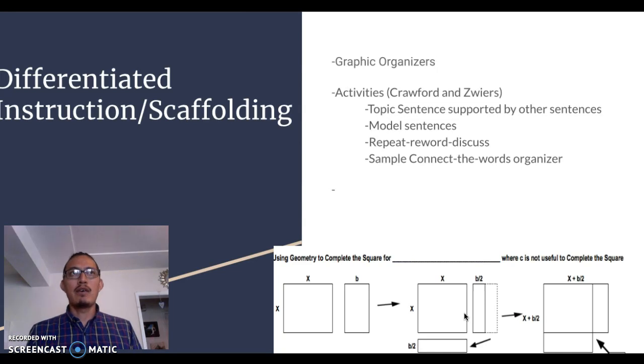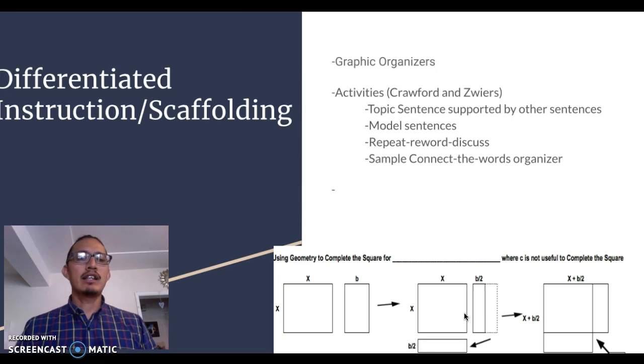For example, when we did the which one doesn't belong, I gave them a sentence starter that said, the one in quadrant 1 doesn't belong because, the one in quadrant 2 doesn't belong because. So that's the way to kind of differentiate instruction and scaffold in math.